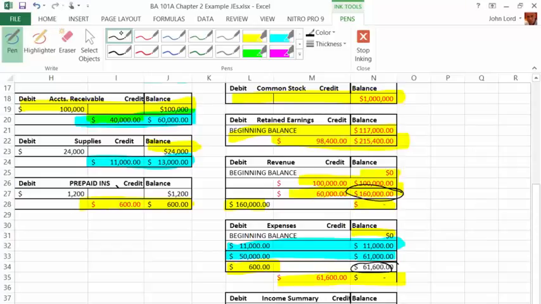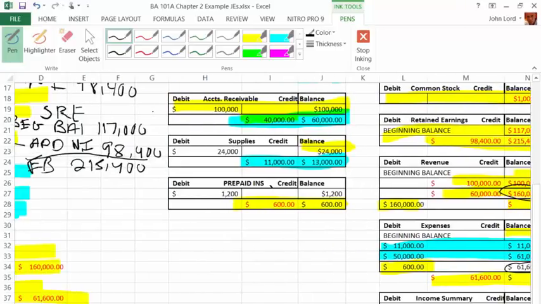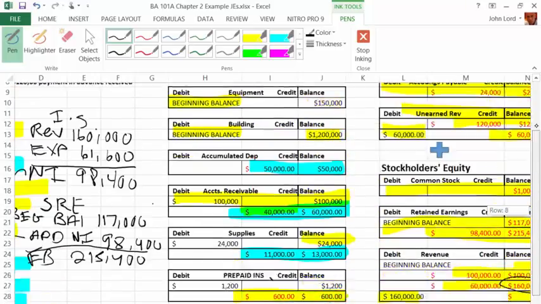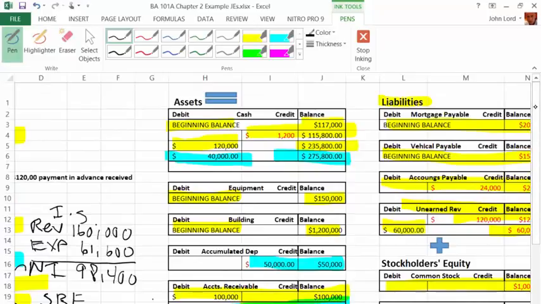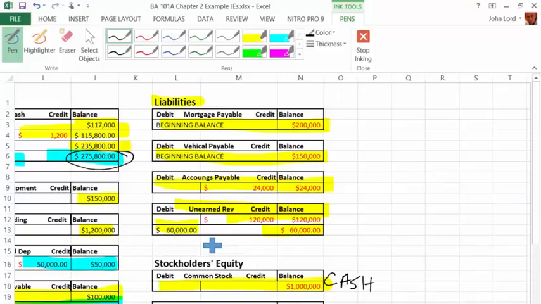Okay. So who wants to call out, reading off of the ledger, the different numbers? Well, let's just do it together. Cash. We look at our cash balance. How much is the cash? Cash is going to be 275,800. Okay, good. So we just write cash, 275,800. Good.